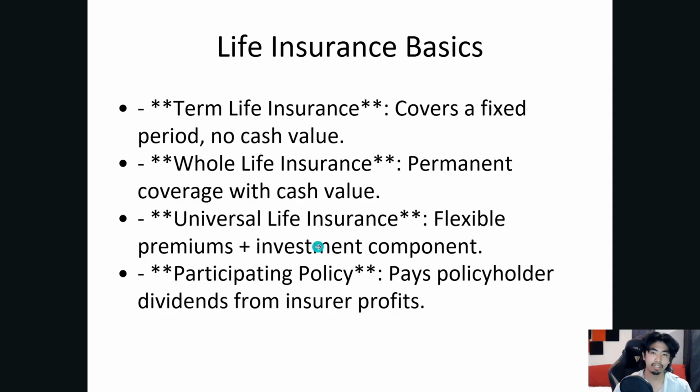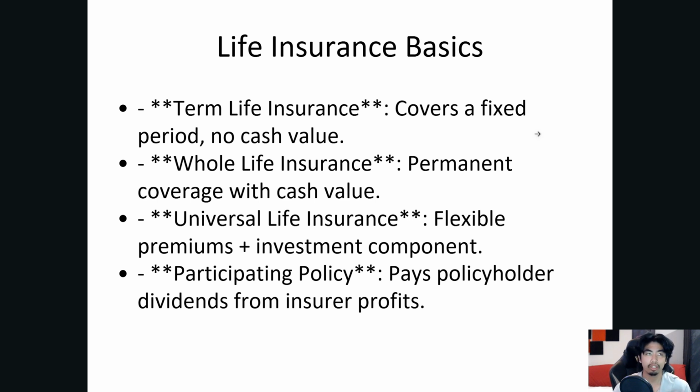Okay, so to begin, life insurance basics. The first one, remember, is term life insurance. That means that it's a shorter type of insurance and that it is cheaper. So this means that it covers a fixed period, and of course, there's no cash value in it. The next one is a permanent type of insurance, which is called whole life insurance.